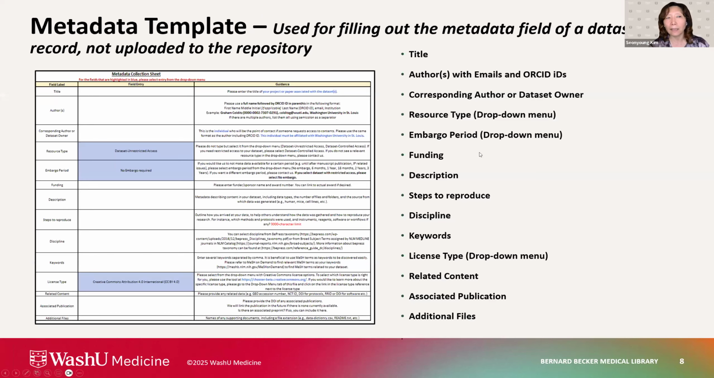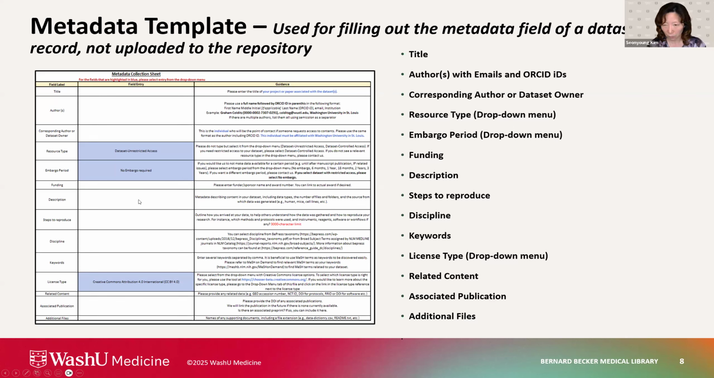And this is the metadata template. This is the Excel spreadsheet. It has a title, authors, corresponding author or dataset owner, and research type, which is a drop-down menu. We have two different templates, one for open access and the other for restricted access. They're slightly different. For the embargo period there's a drop-down menu again: 3 months, 6 months, 12 months, and so on. If it's restricted access, there's no embargo; it's pre-selected and locked.